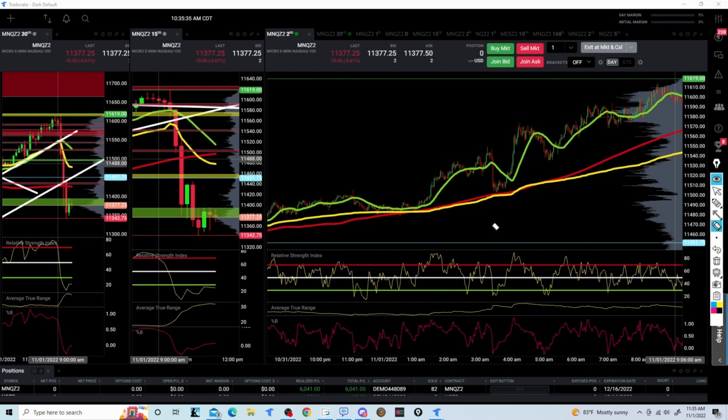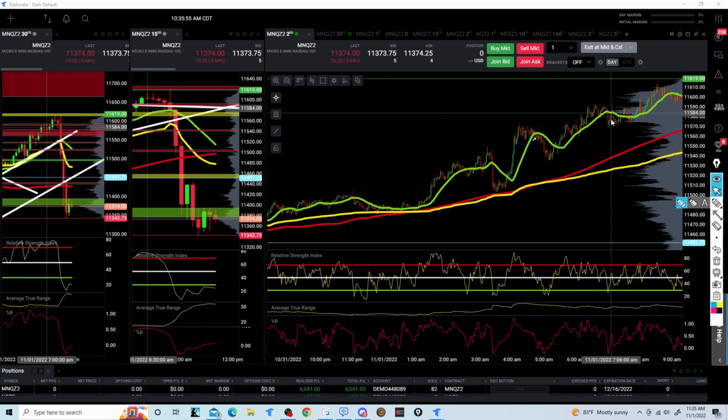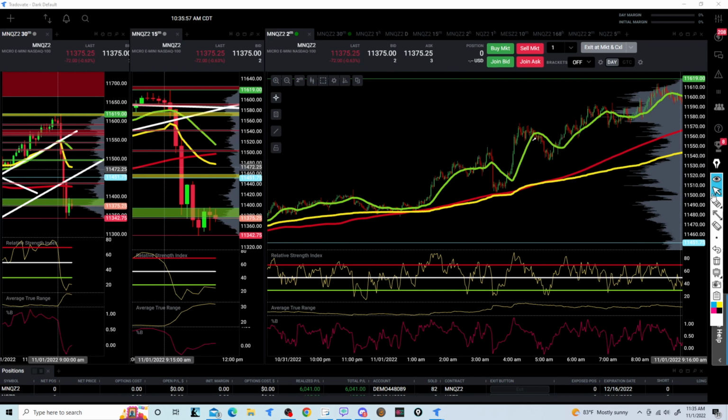So think of it like an anti-magnet, right? When the price gets close to it, pew, pushes it away. Pew, pushes it away, right? That doesn't mean that you're not going to have these areas where it goes right through it, because of course it has to cross it.